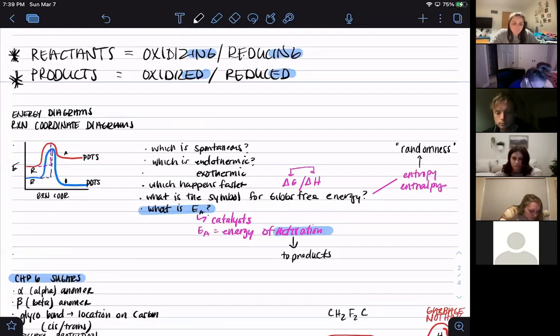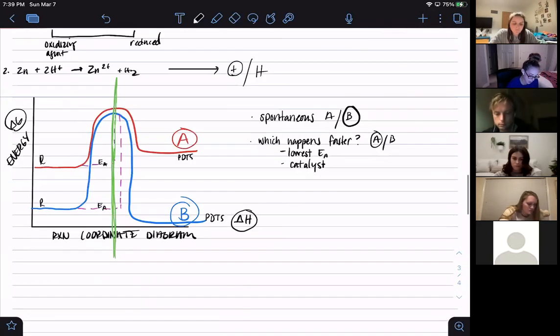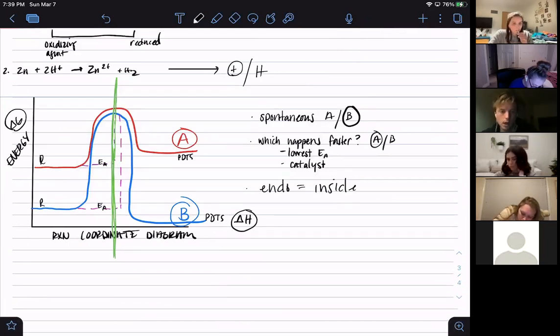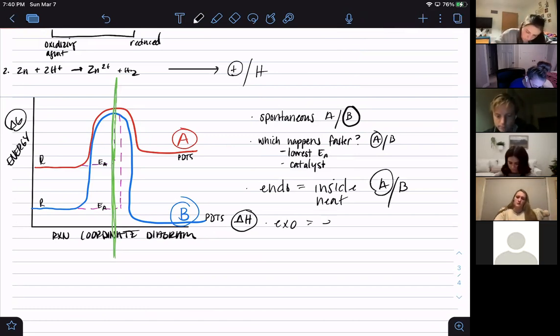Endothermic, exothermic. That one goes with your spontaneous thing. So which one of these reactions is endothermic? Endo meaning inside. A. Exactly. So then who's exo? B.